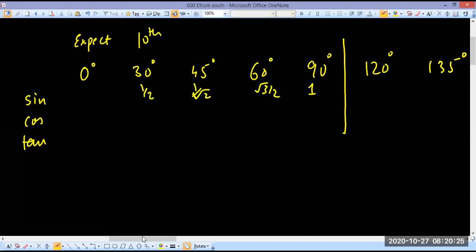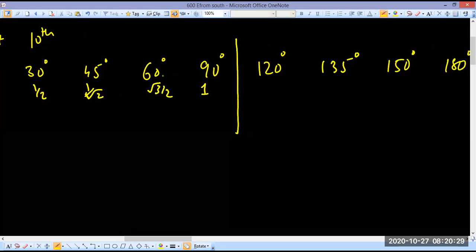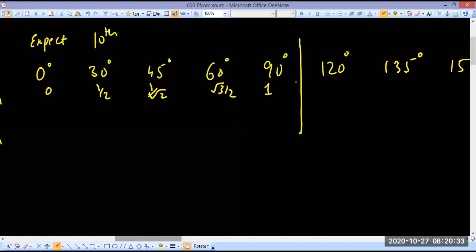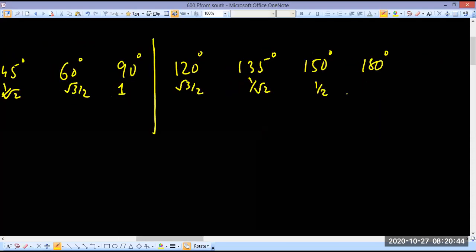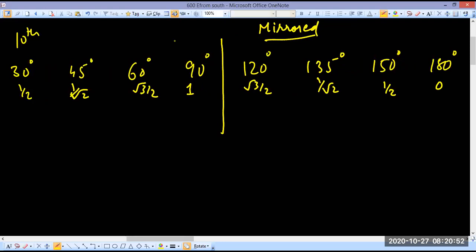Okay, so for sine, all you have to do is just mirror this table. I repeat, you just have to mirror this table. So here √3/2 comes, here 1/√2 comes, here 1/2 comes, and here 0 comes. Understood? Mirrored. Got it? Got it or not? See, this is the same.